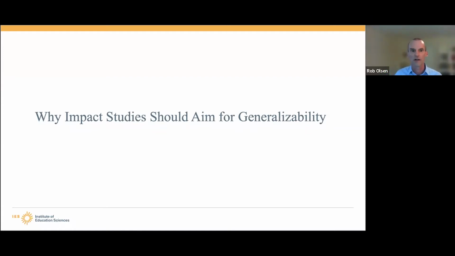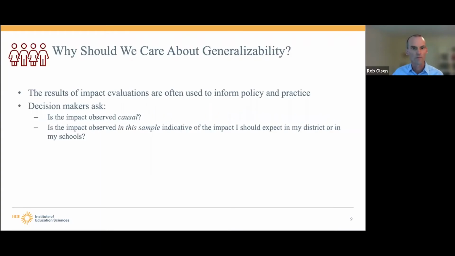So let's start. Why should impact studies aim for generalizability? Next slide, please. Or put differently, why should we care about generalizability when conducting impact studies? As we know, the results from impact studies can inform decisions, such as whether to implement a program or policy, whether to adopt an intervention, or how to offer instruction.